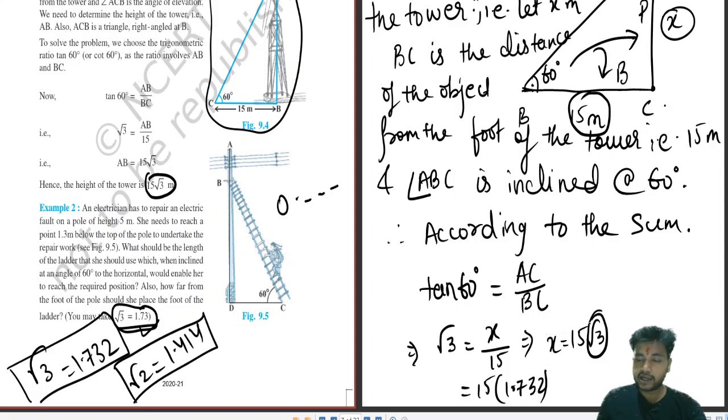Now if you multiply it, what will be the answer? 15 into 1.732. That will come to 25.98. This will be the height of the tower. Look into the sum very carefully. This is a very easy and basic sum, the first sum we have arrived at. We'll move further with the sums.